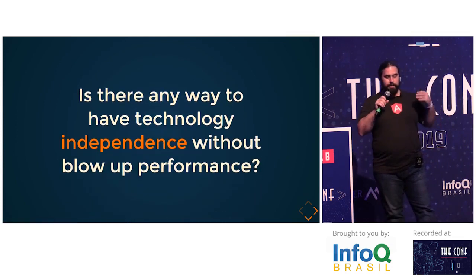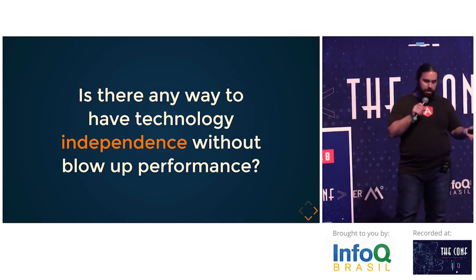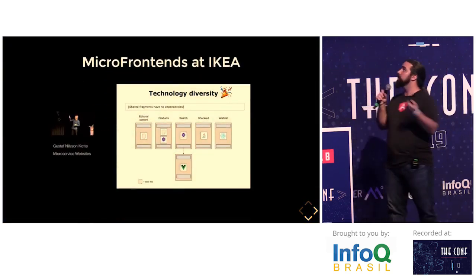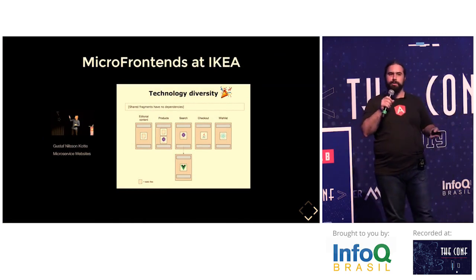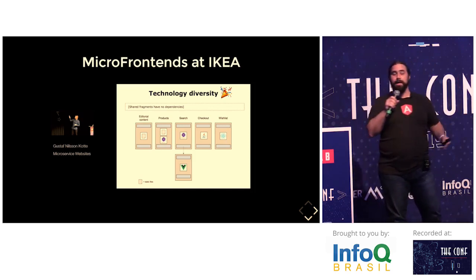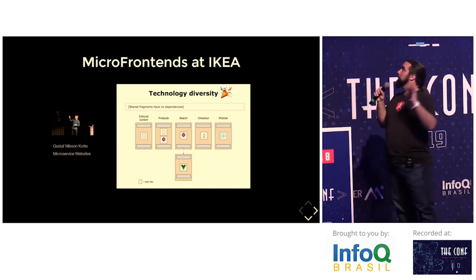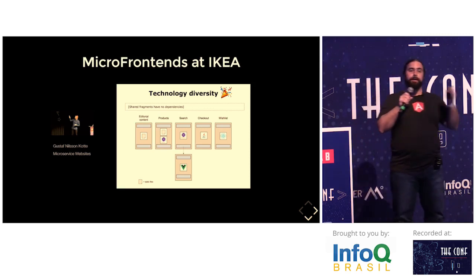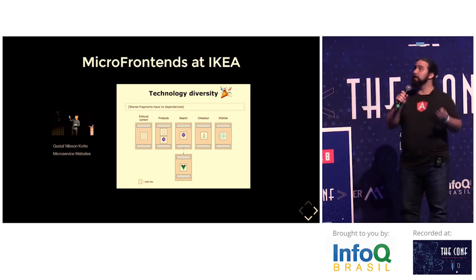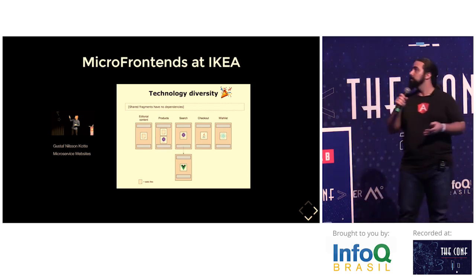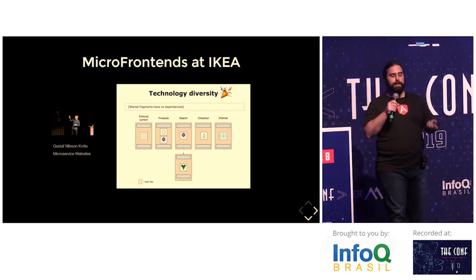But can we have technology independence, technology isolation, without completely blowing up performance? That's one of the questions that we were dealing with. And we saw some cases, for example the IKEA case, where they show how they were doing microfrontends, and they went through almost everything that I just said to you, and they ended up with a model where they have one microfrontend per page, just one per page. Each team takes care of one page, and this page can have whatever framework and dependencies they wanted. So they have this kind of technology isolation.